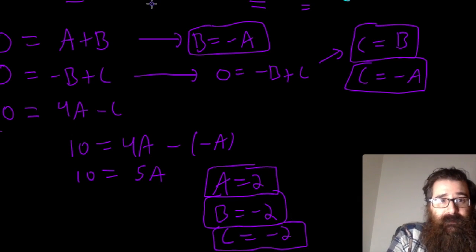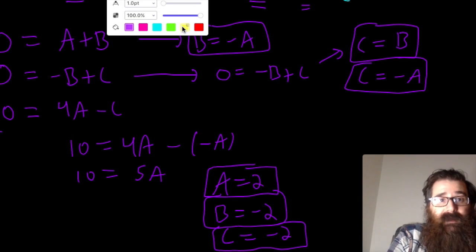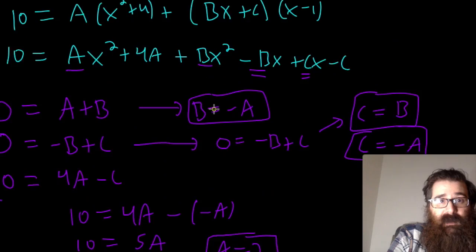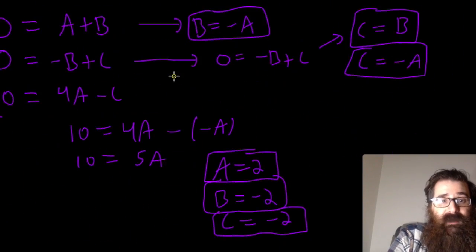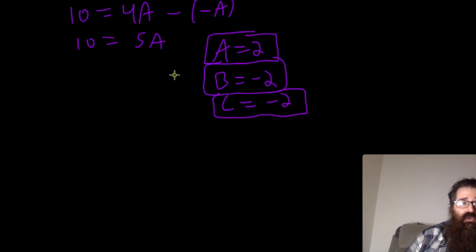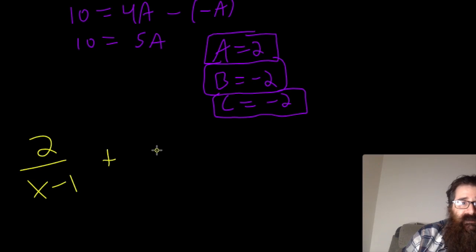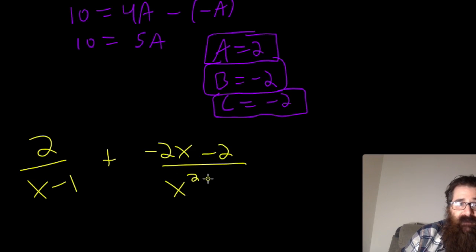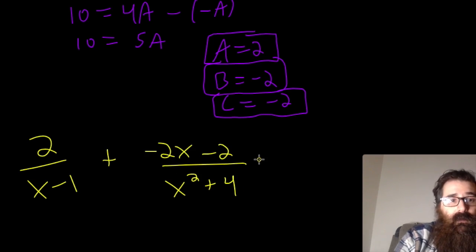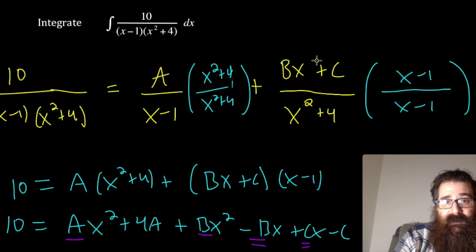So now I know what all these pieces are. And I can go back and drop them into my partial fraction decomposition. That was A over x minus 1, so that should be 2 over x minus 1. And then it was Bx plus C, which is negative 2x minus 2, divided by x squared plus 4. So we have our A over x minus 1, and then our Bx plus C over x squared, just looking at the part in yellow, the Bx plus C over x squared plus 4.